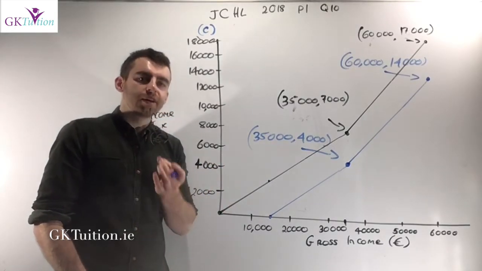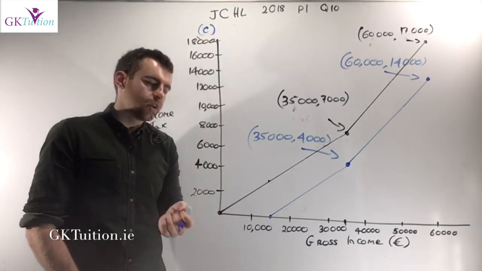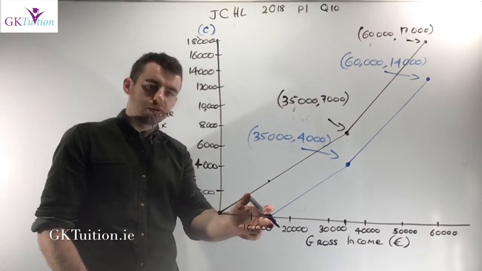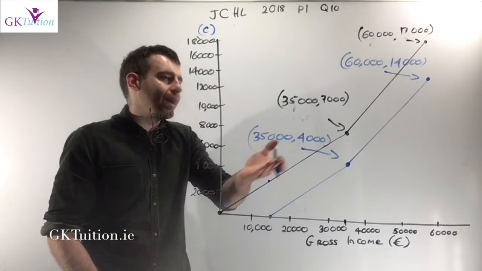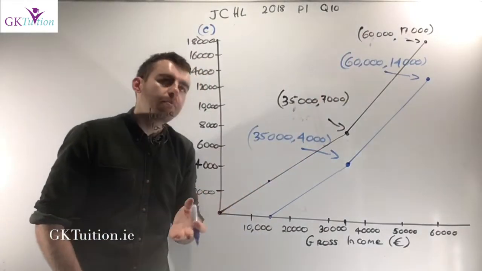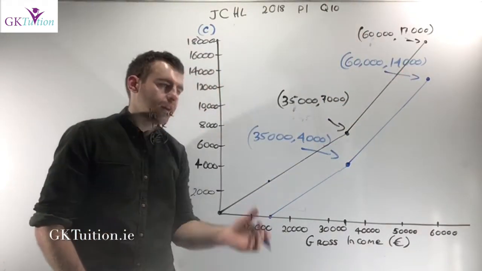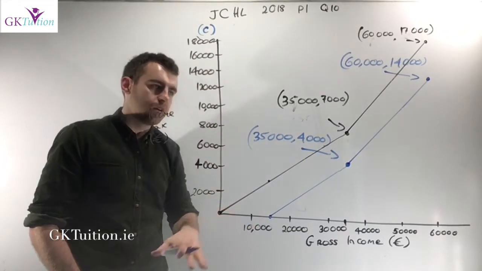But now I know that if there's a 3,000 euro tax credit, someone who earns 15,000 doesn't have to pay any tax whatsoever. So basically the black line was the answer to part B, and the blue line now is our answer to part C. And basically everything is just 3,000 lower.